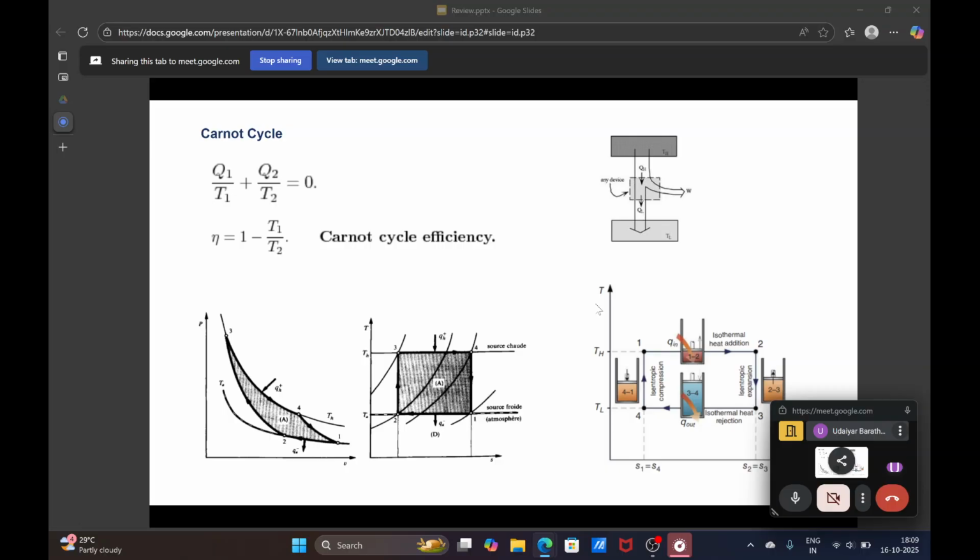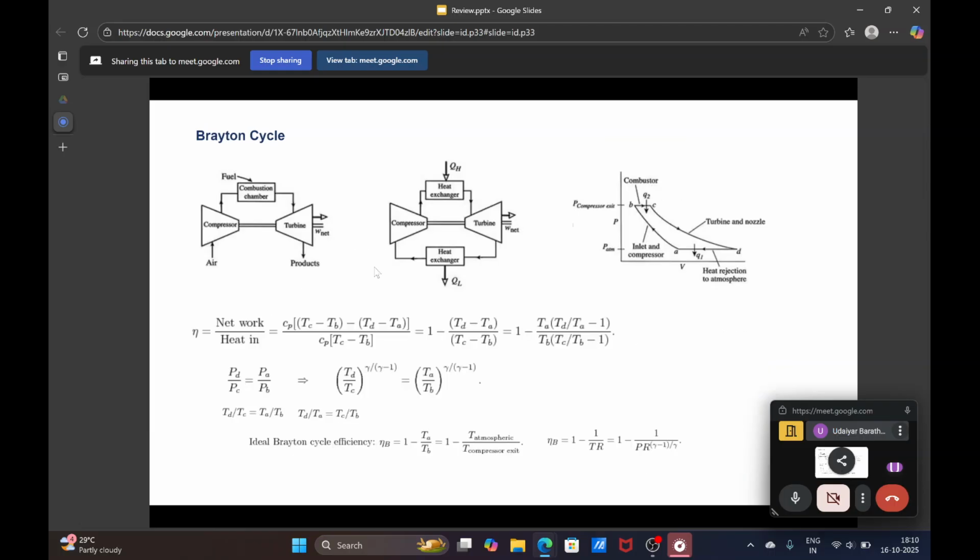We also saw why the Carnot cycle is difficult to achieve, what the problem is with generating the processes and so on, and the total capital cost which is involved and so on. And then these are the process and cycle efficiencies for the Carnot cycle. And then comes your Brayton cycle.